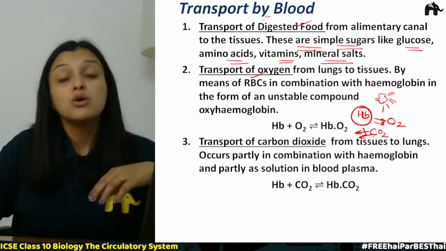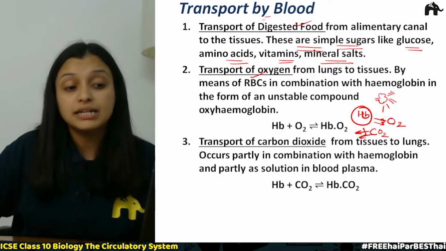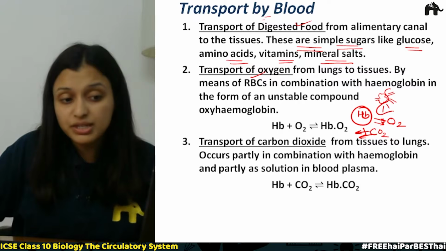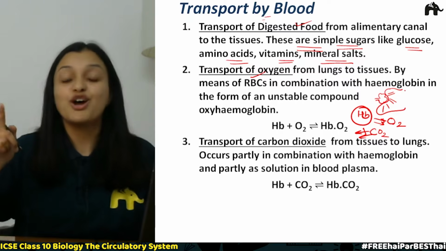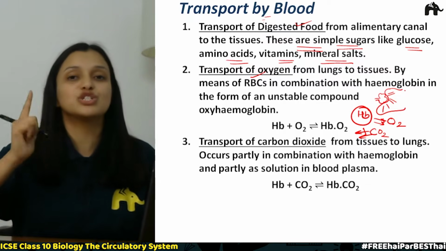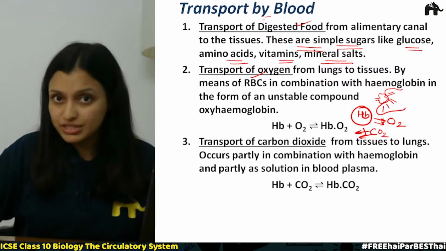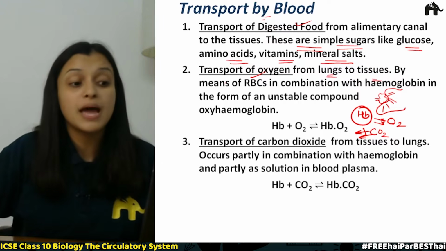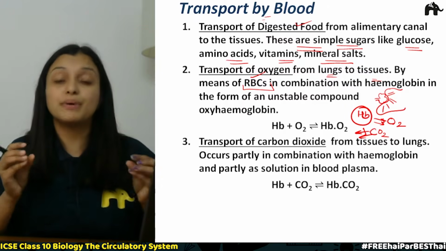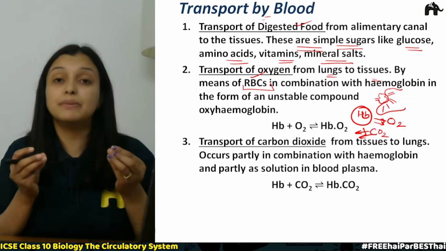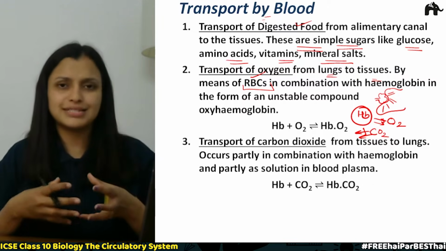So when we exhale, this carbon dioxide will go out of our body, and the blood over here will be rich in oxygen, and now this blood will go back to our heart for circulation of this oxygen rich blood into our body. Correct? So the transport of oxygen from lungs to tissues happens by means of RBCs. So where is this pigment hemoglobin present? It is present in the red blood cells, which we'll study in our further slides.